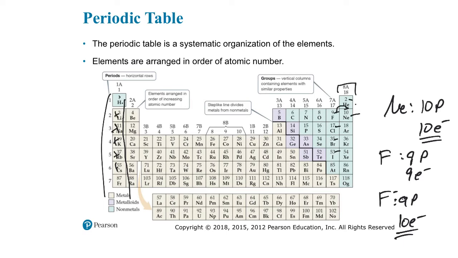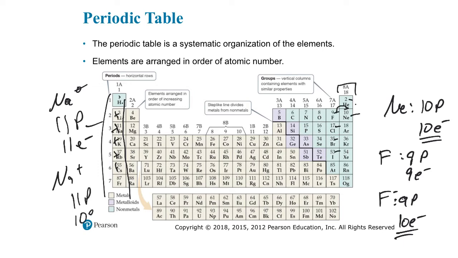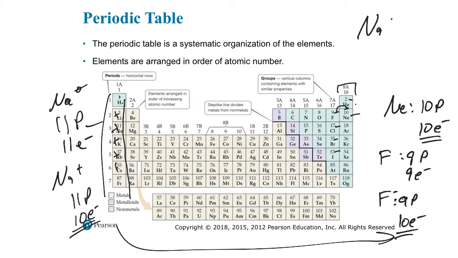So maybe sodium goes from having 11 protons, 11 electrons as sodium with a 0 charge. But if we add a plus charge to sodium, we now have 11 protons and 1 fewer electron. And then maybe that electron has gone over to fluorine, where we have something like NaF, an ionic compound formed between sodium and the fluoride ion.